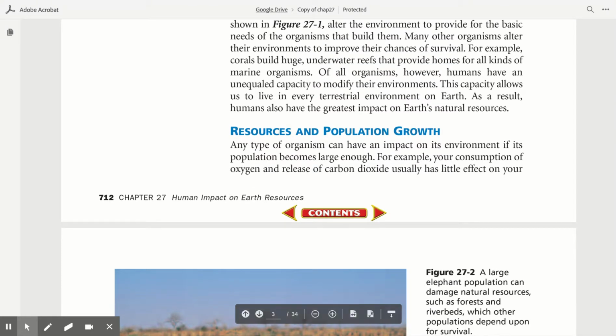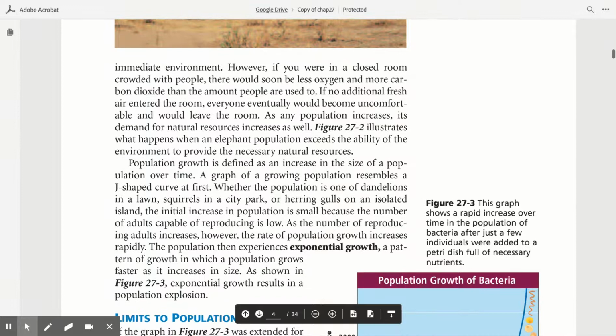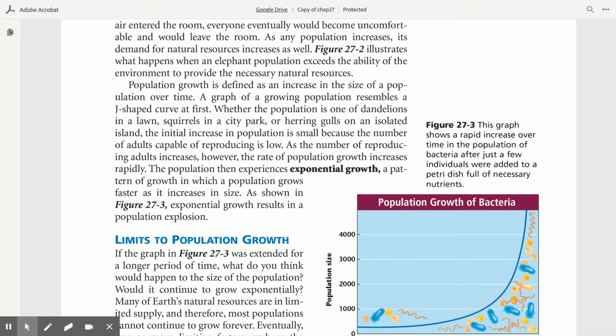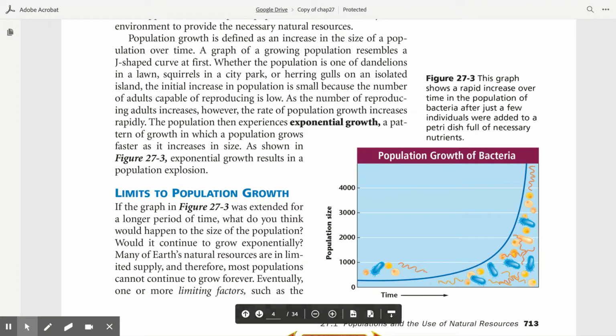Any type of organism can have an impact on its environment if its population becomes large enough. For example, your consumption of oxygen and release of carbon dioxide usually has little effect on your immediate environment. However, if you were in a closed room crowded with people, there would soon be less oxygen and more carbon dioxide than the people are used to. If no additional fresh air entered the room, everyone eventually would become uncomfortable and would leave the room. As any population increases, its demand for natural resources increases as well. Figure 27.2 illustrates what happens when an elephant population exceeds the ability of the environment to provide the necessary natural resources.